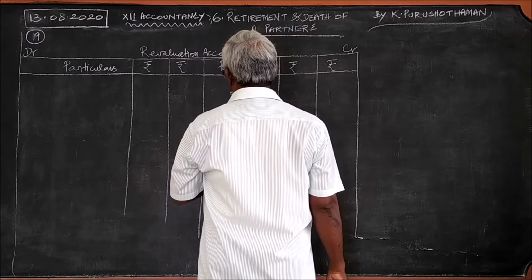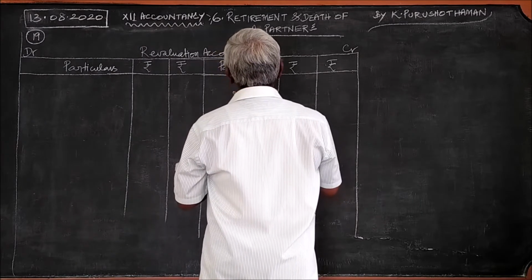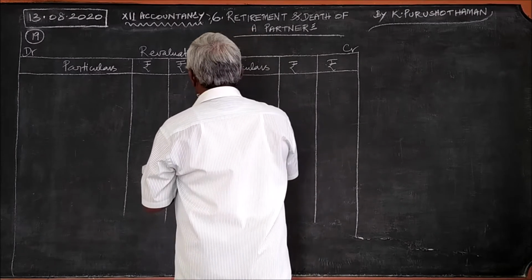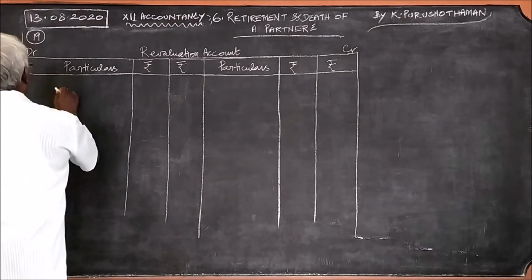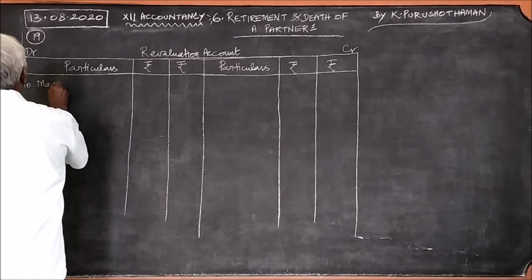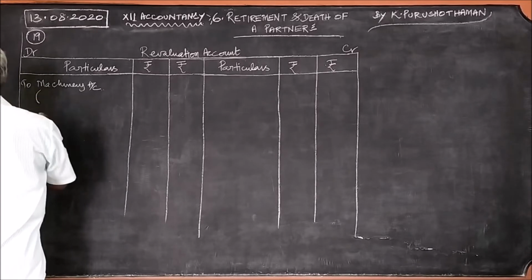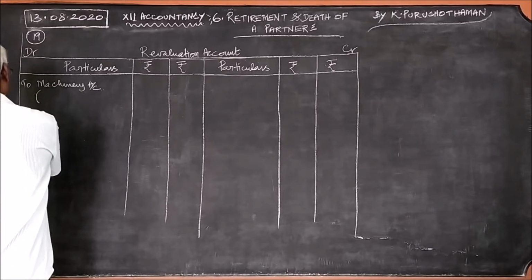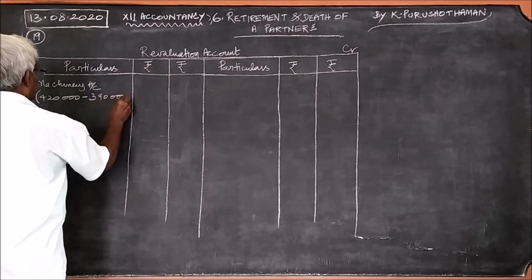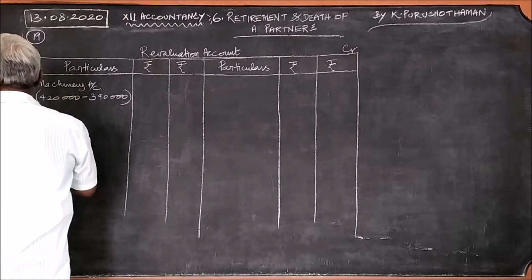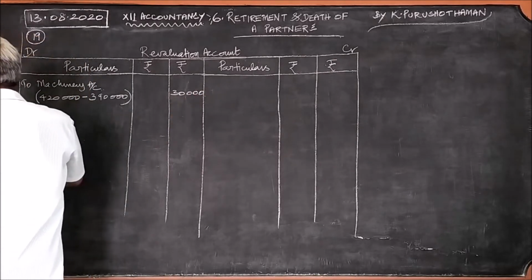Assets are to be revalued as follows. How are the assets revalued? The value of machinery is 4,20,000. Now it is valued as 3,90,000. Therefore, the value is decreased, so it is a loss to machinery account. The balance sheet value is 4,20,000, now valued as 3,90,000. So the decrease is 30,000. 30,000 is the decrease in the value of an asset. So we should write like that.